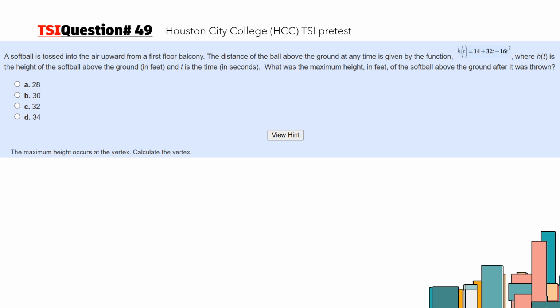So the hint is the maximum height occurred at the vertex. Calculate the vertex. We see the given function right here. It's a quadratic equation if we set it to 0. To find the vertex, we have v equals (h, k), where h is the x coordinate of the vertex, and to calculate that, it's the same as minus b over 2a.